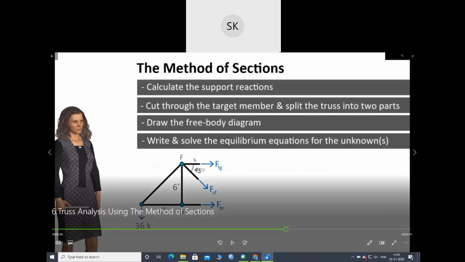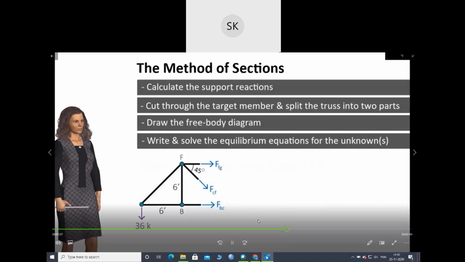So you cut the member over the truss and split the truss into 2 parts. Okay, and consider the part which is carrying fewer forces. When you draw the free body diagram, you can visualize which part has fewer forces. Write and solve the equilibrium equations for the unknowns. Suppose this is the free body diagram and this is the part I am considering. If you know the support reactions, you can use those. You can use equilibrium equations to find the forces in other members. Once you have found the force in this member, you can go on with these 2 members like that.